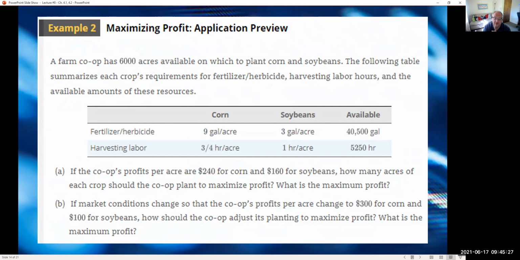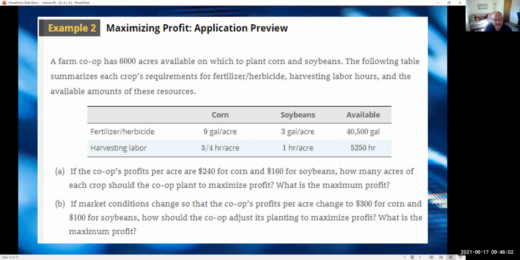The following table summarizes each crop's requirements for fertilizer and herbicide, harvesting labor hours, and available amounts of these resources. So let's try to examine the table for a minute, try to grasp the table. And I encourage my students, whenever you have a word problem that has a table in it, I need you to look at the table before you dare to answer the questions and make sense of the table. Like you could just try to read the question and then go right to the table and try to figure it out. Or you could look at the table and say, what is the table telling me? That way I can navigate through the table quickly and easily when I do know what it is I need to figure out. So what is this table saying?